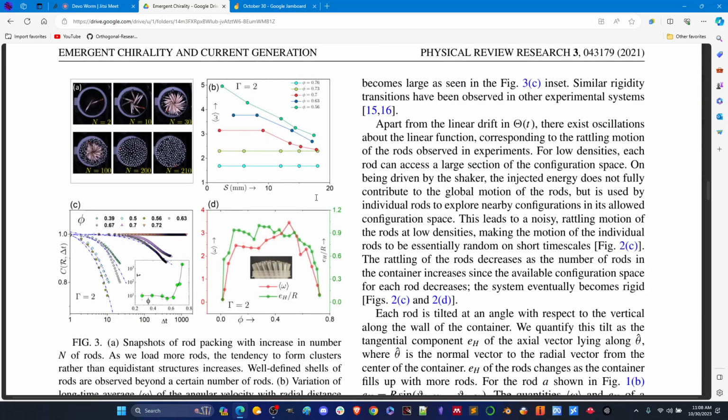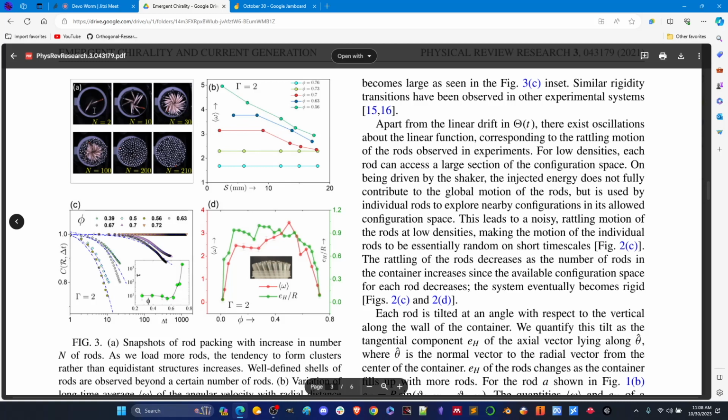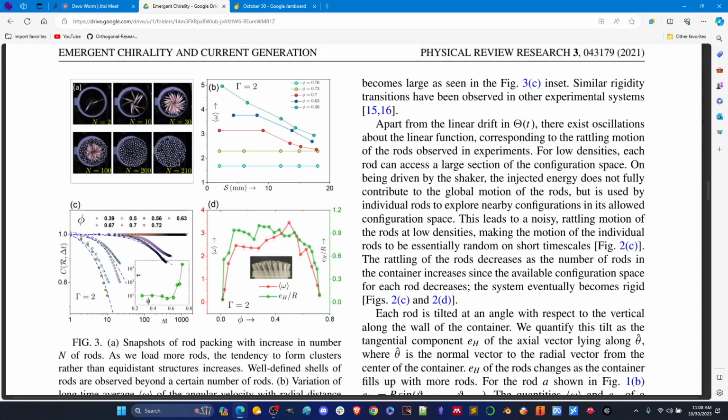So the rod packing increases with the number of rods. You can see here that if you have 2 rods, they can sit at opposite ends. There isn't very much. They jumble around in this thing, and there's no real order. The more rods you have, the more dense the packing, the more order you get from this vibrational force, because they're interacting with each other and moving around.